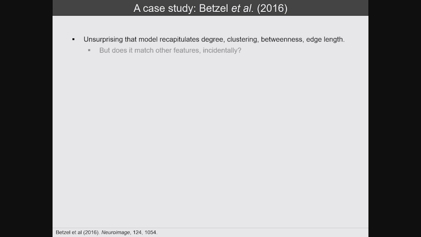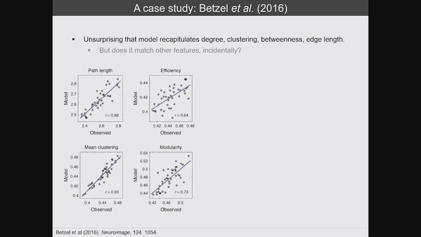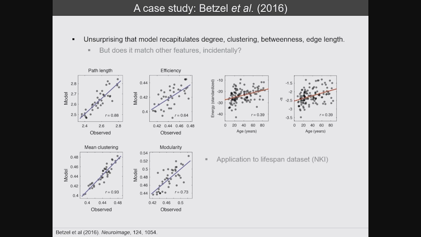Now, on one hand, it's kind of unsurprising that our model can match all of these. After all, we have forced it to do that. So it's in the objective function, right? But does our model match other features of the brain, of the connectome incidentally? And it turns out that it does. Path length, efficiency, mean clustering, modularity, features that it wasn't explicitly selected for, right? And the model parameters are also broadly related with biological age, which is kind of nice. Okay.